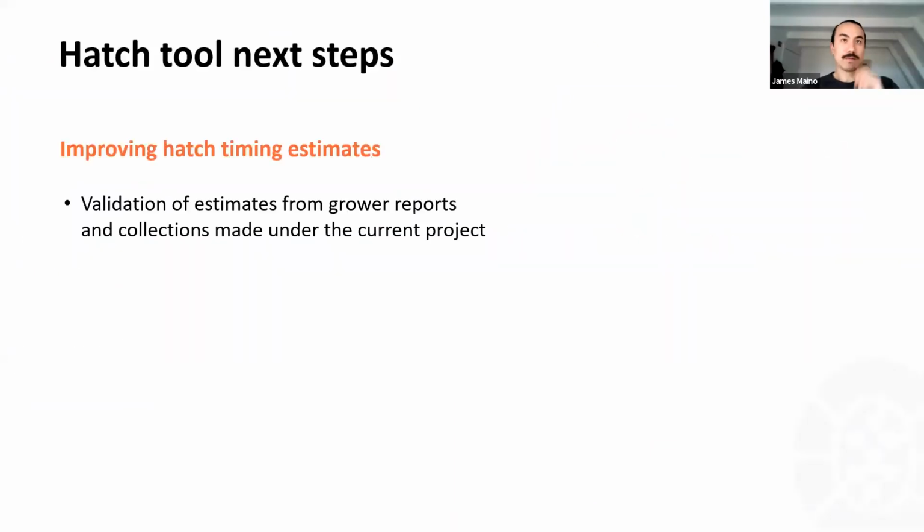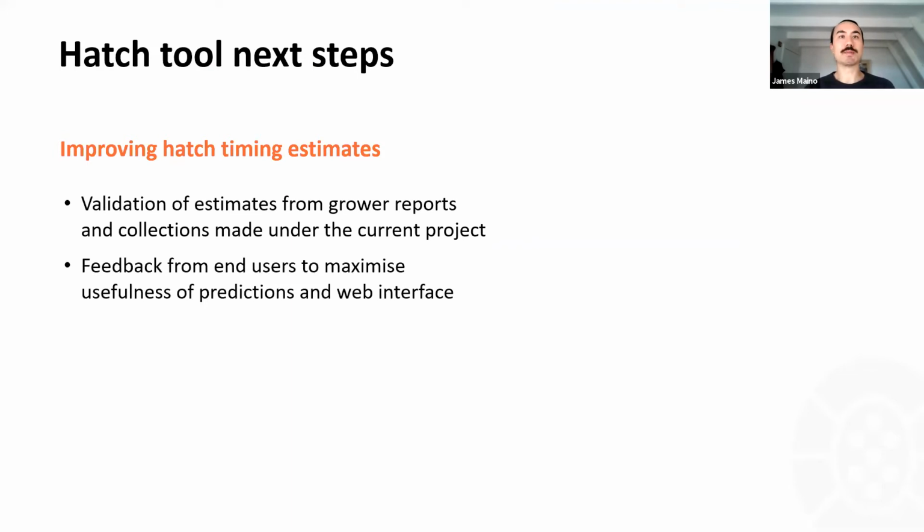So next steps, I've already mentioned some of these. I'm keen to validate these estimates just to make sure that it is doing the job that it was intended to do. So not only reports from end users, but also additional collections made under the current project. But we're also keen to get feedback on the actual interface. Is it buggy? Is it easy to use? Does it make sense? Is it logical? So don't be frustrated if you're finding it hard to use. Channel that frustration into useful feedback for us, and we'll try and improve the tool.